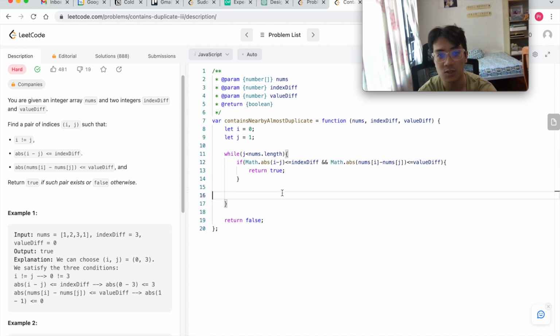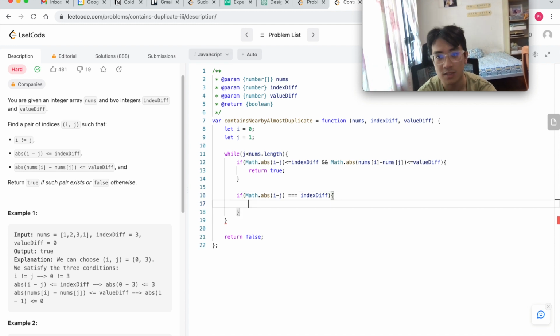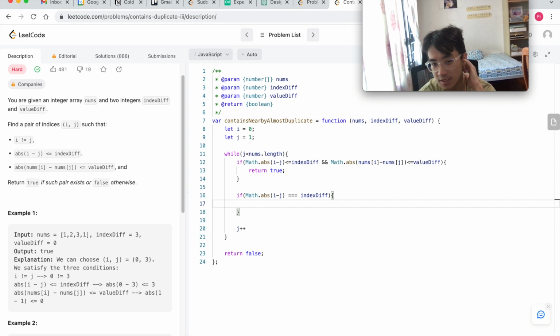Okay, so those two need to be handled separately. So let's do the case where it's equal to index diff first. An example is when the difference is 2 and j is incremented to a distance of 2 from I. So j is always ahead of I. So let's just say right now it's equal.